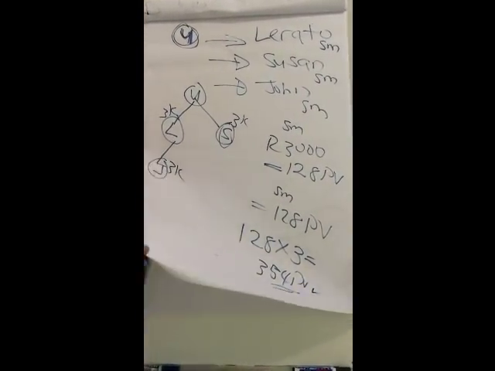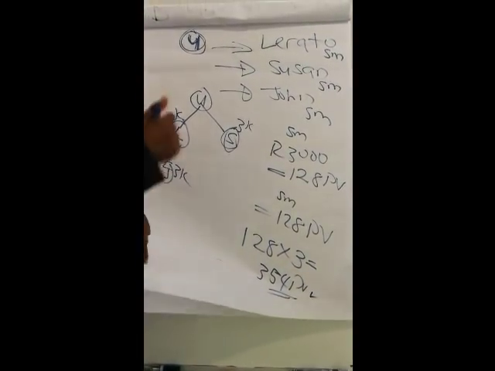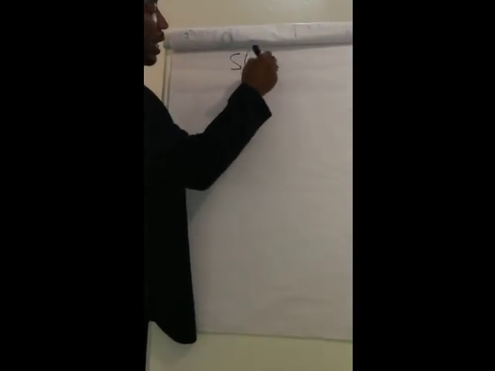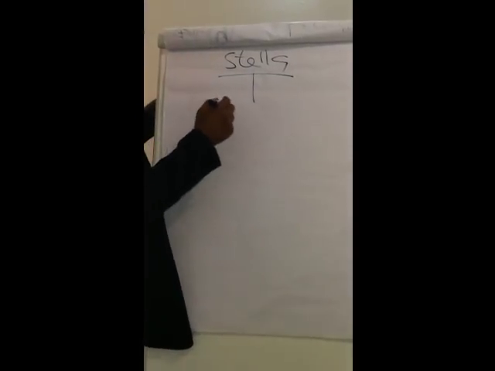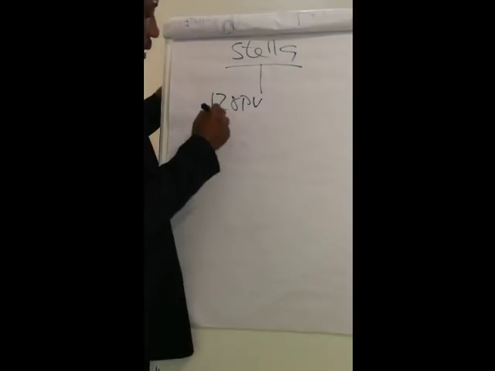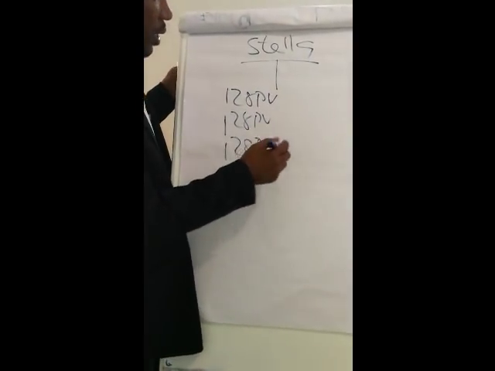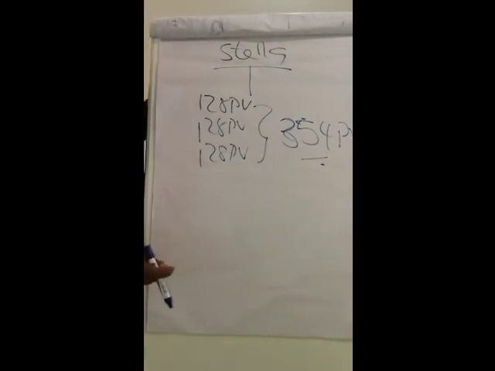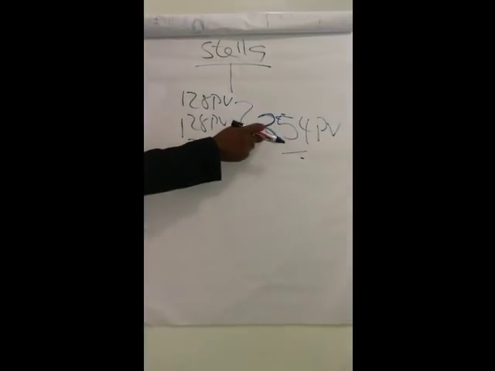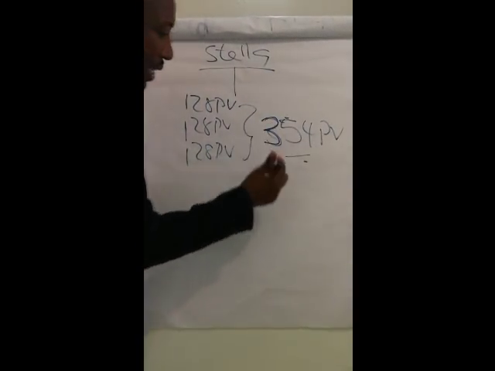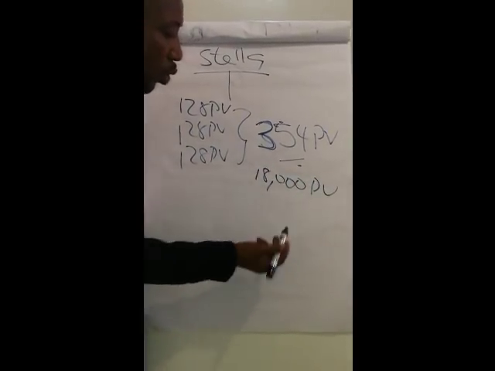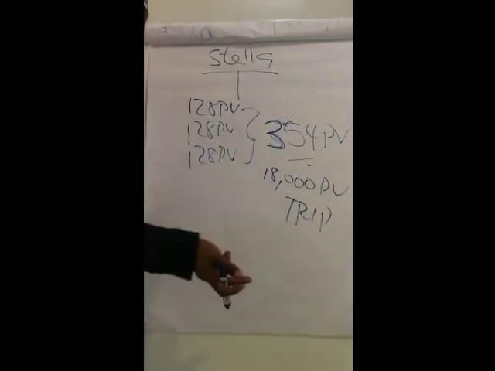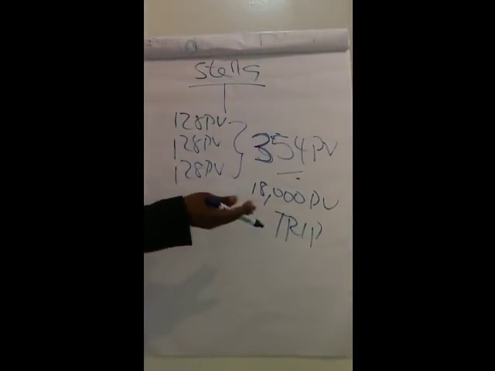So what that means is this now. You, let's say, what is your name? Your name now is Stella. So when we come here now, this is Stella, and in Stella's account, we're going to find 128 PV, 128 PV, 128 PV, which is now 354 PV. This will be sitting in Stella's account, but this is the sponsorship bonus. Now, when this gets to maybe 18,000 PV, you qualify for a free trip. It doesn't have to be 18,000. It can be 21,000, it can be 14,000, it can be 20,000. But the company always lets us know which trip and how much PV is required.